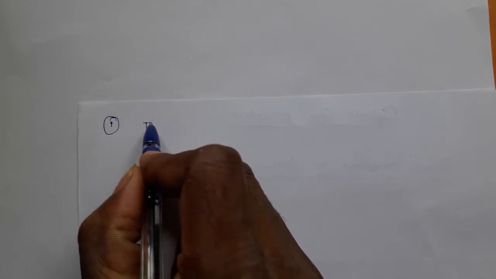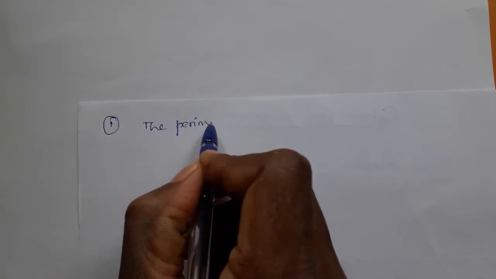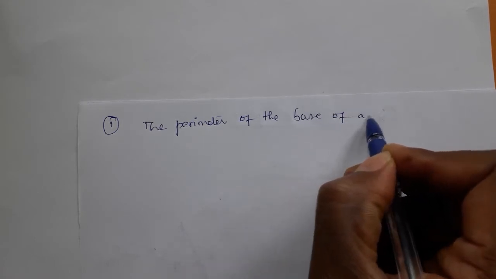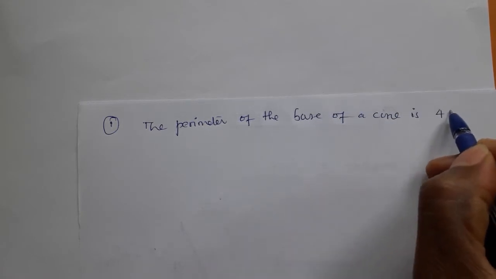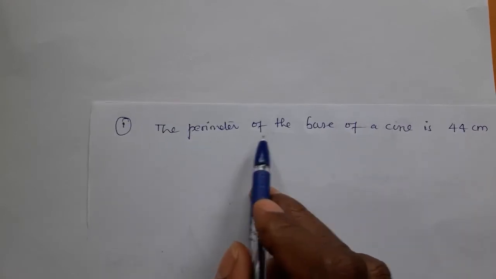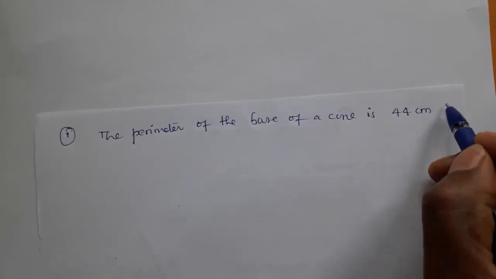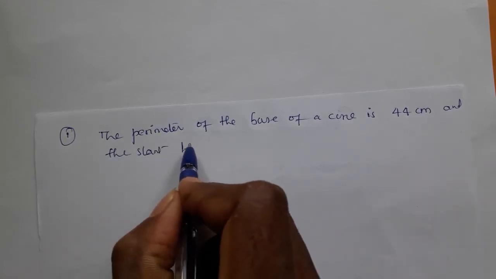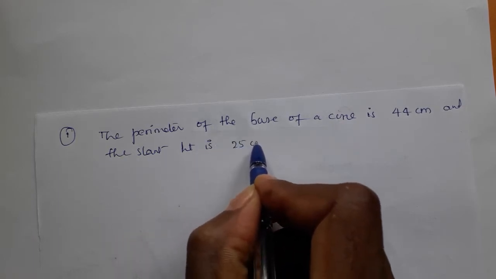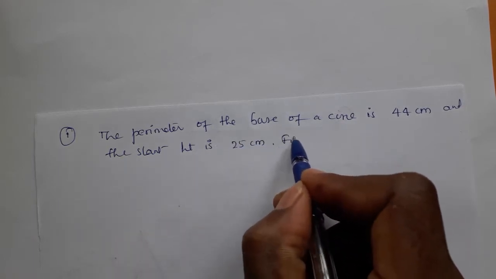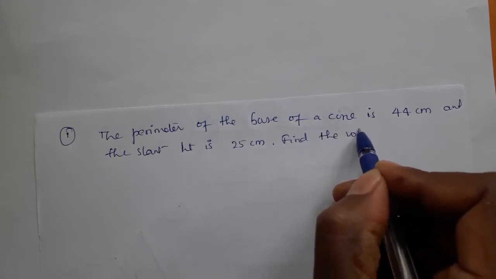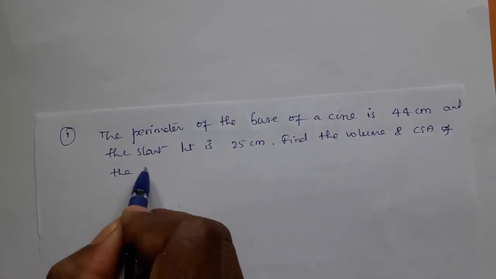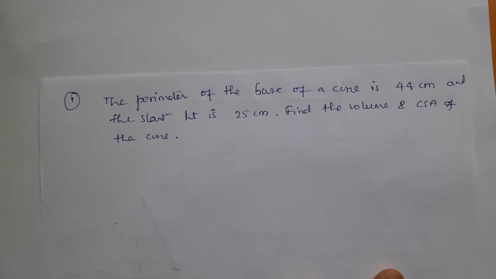First one in that, the perimeter of the base of a cone is 44 centimeter. The perimeter of the base of a cone is 44 centimeter and the slant height is 25 centimeter. Slant height is 25 centimeter. Find the volume and curved surface area of the cone. So it is also a direct question only.